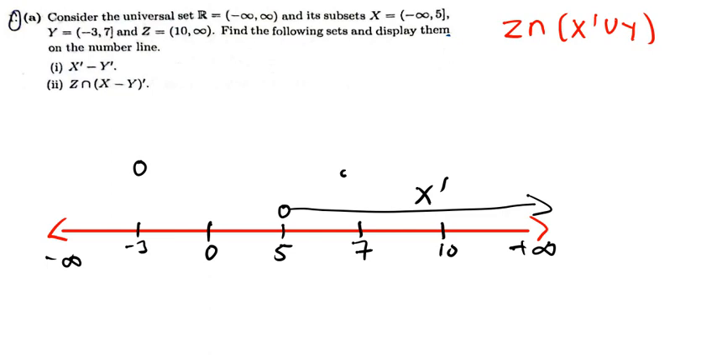Okay, so that's my Y, sorry. Z is from 10 to positive infinity. 10 is here. Is 10 included? No. All the way to positive infinity. That's my Z. Now, first thing we have to understand is that X complement union Y is this part here.